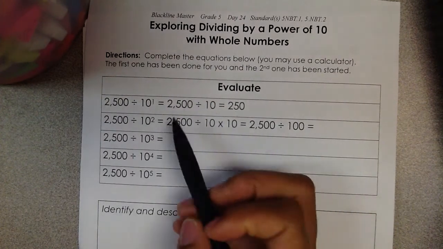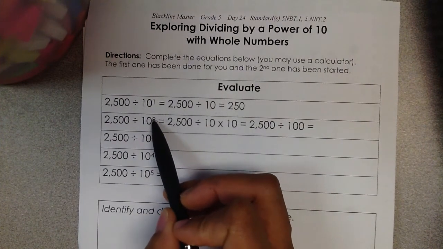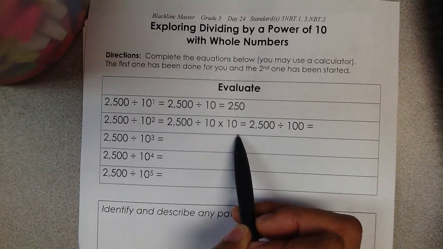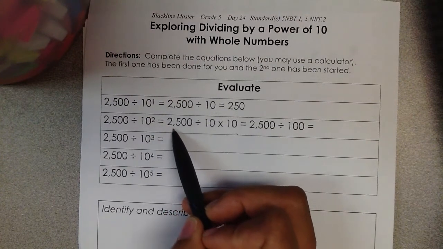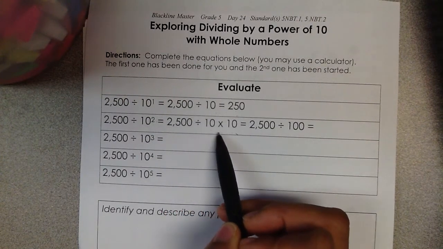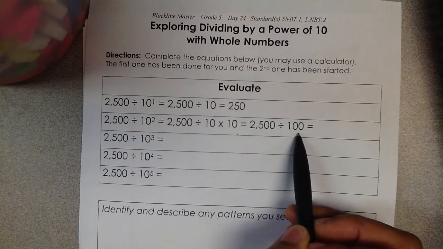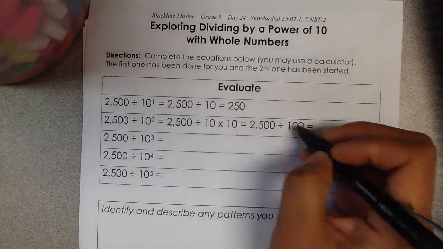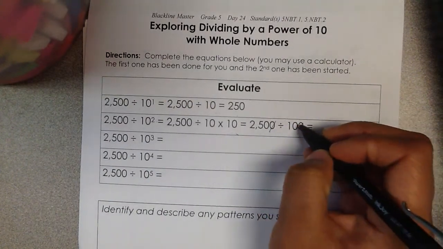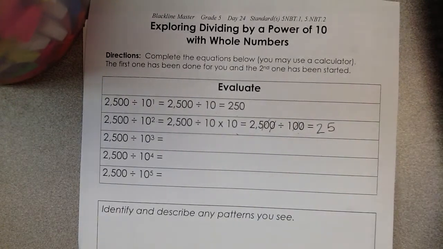Okay, now 2,500 divided by 10 to the second power. Remember, the second power means 10 times 10, not 10 times 2, not 20, but 10 times 10. I multiply 10 by itself 2 times. So 2,500 divided by 10 times 10 equals 2,500 divided by 100. Well, if I divide it by 100, I think about the 0 here crosses this 0 out, the 0 here crosses this 0 out. I'm left with 25.